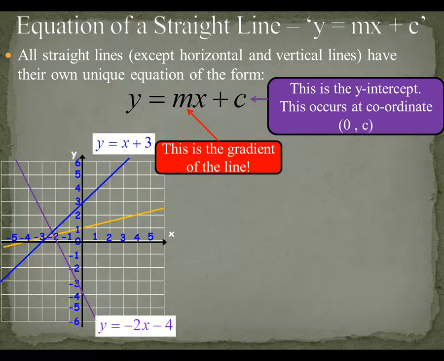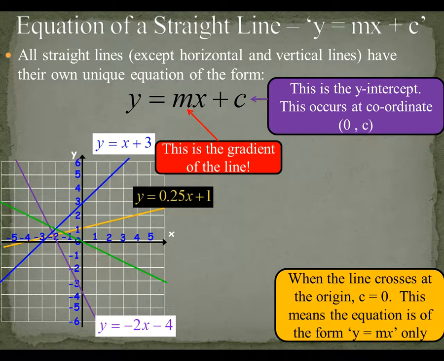The purple line is y equals minus 2x minus 4, and from our work on gradient, you can see that it is a downward sloping line, so it should have a negative gradient, which it does, and it's slightly steeper than the blue line, obviously in the opposite direction. So it's got a gradient of minus 2 and a y-intercept down at minus 4. The orange line has a gradient of 0.25, which means it's quite a gentle slope, and you can see that it slopes more gently than the blue line, and has a y-intercept of plus 1.